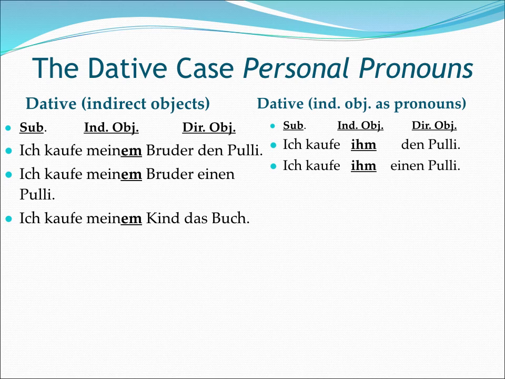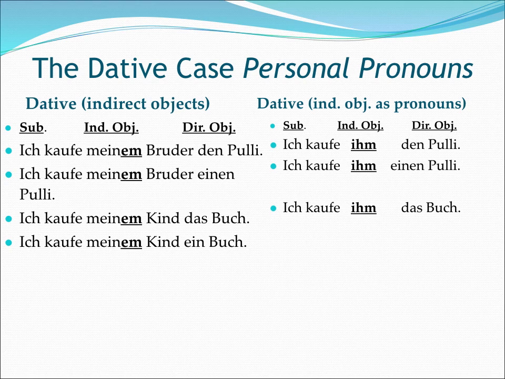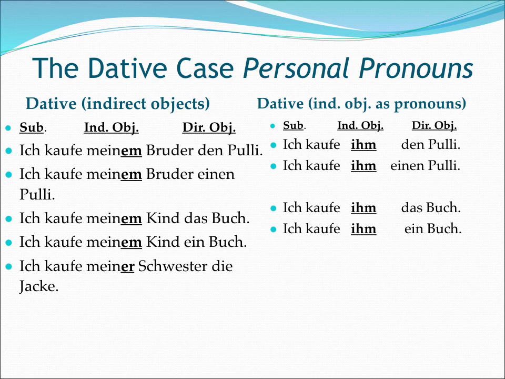Ich kaufe meinem Kind das Buch. Any guesses as far as what that would be? This is where the dative is easier. Masculine, neuter are the same. So we have: Ich kaufe ihm das Buch. Ich kaufe ihm ein Buch. And so again, I am buying the child, it, a book.